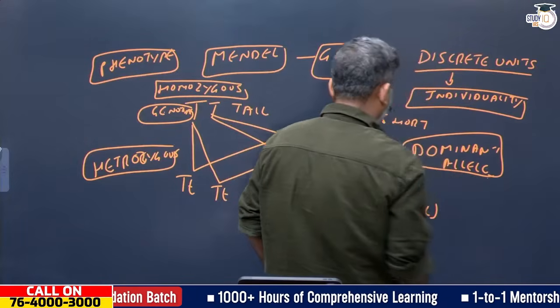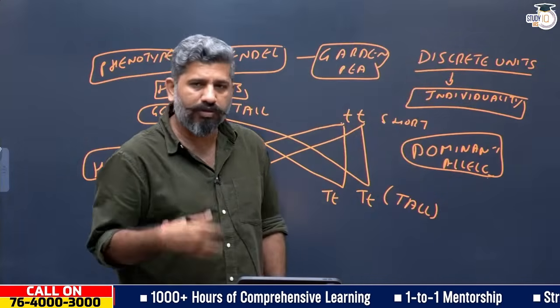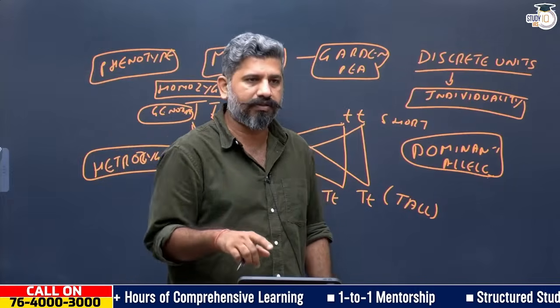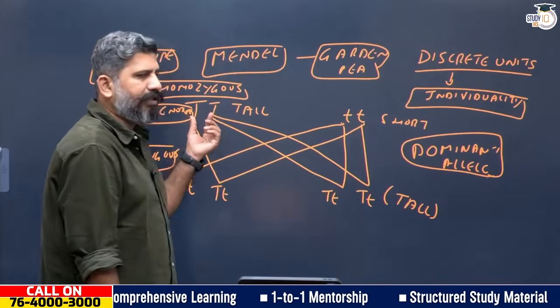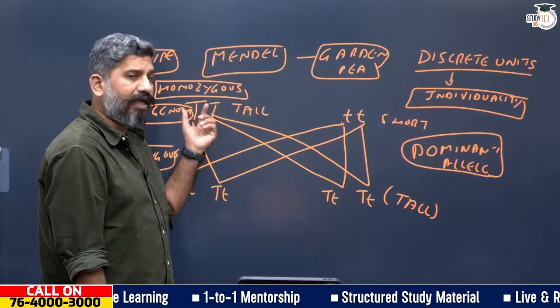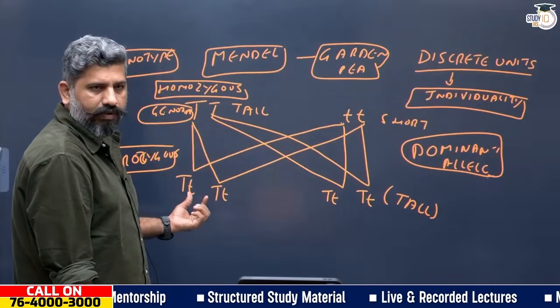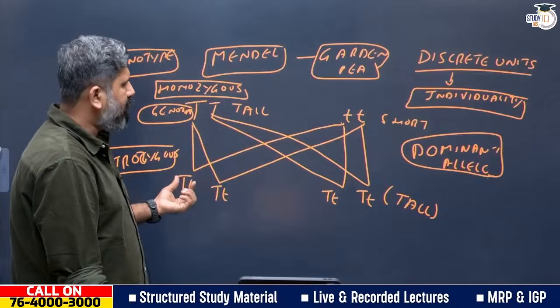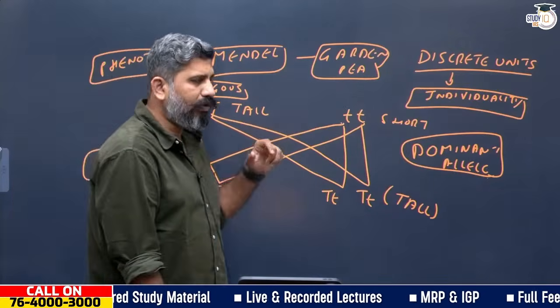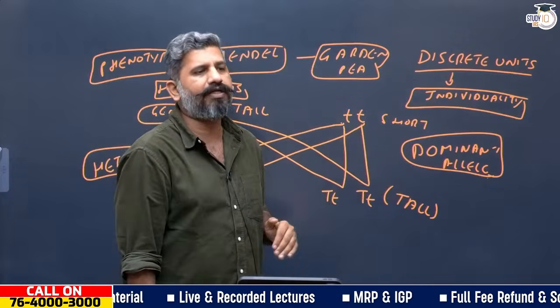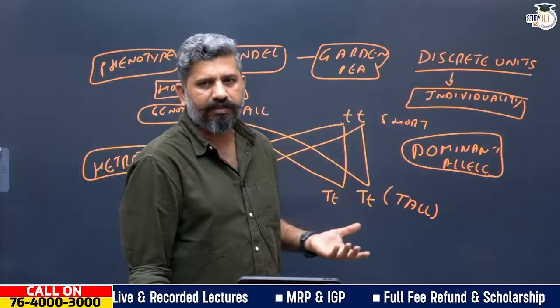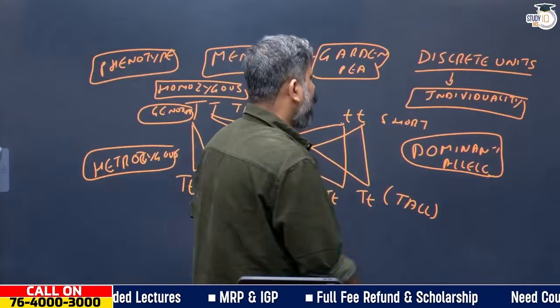While the one which is able to express itself only in homozygous conditions. The tall one is also expressing itself in what? Homozygous condition, but it has the capability of expressing itself even in heterozygous conditions in the phenotype. And that is why it is called as what? Dominant. The recessive will only express itself in the phenotype when it is present in the combination of homozygous condition. That is why it is called as what? A recessive allele.